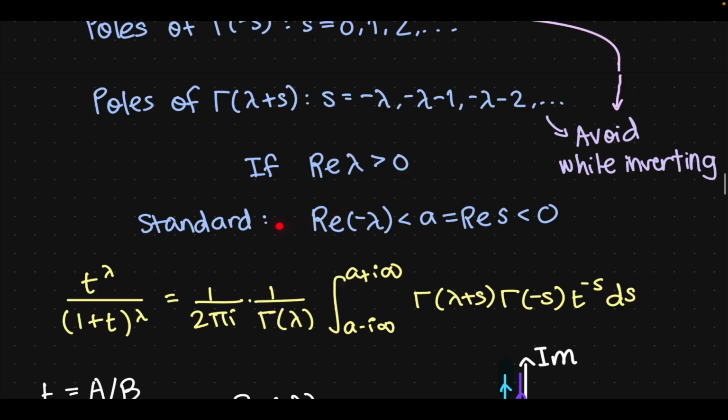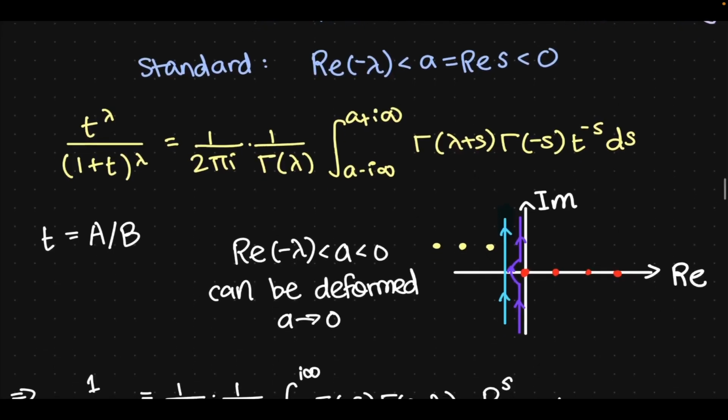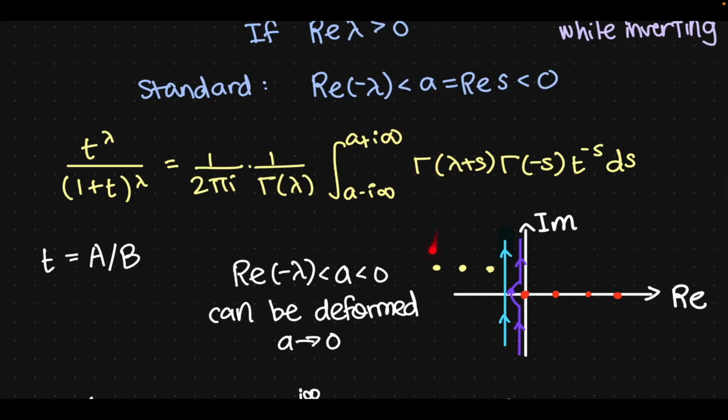And the standard choice, and again, this is just the standard choice, you can basically choose any a value where you're avoiding any of these bad poles. But this is the more standard choice because you get a wider window rather than just one integer's worth of window. So the standard choice is to put a, the real part of s, between the real part of minus lambda and 0. Okay, fair enough. So when that happens, our a is between the real part of minus lambda and 0.